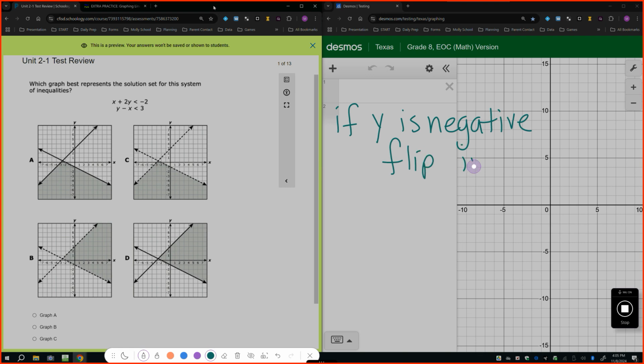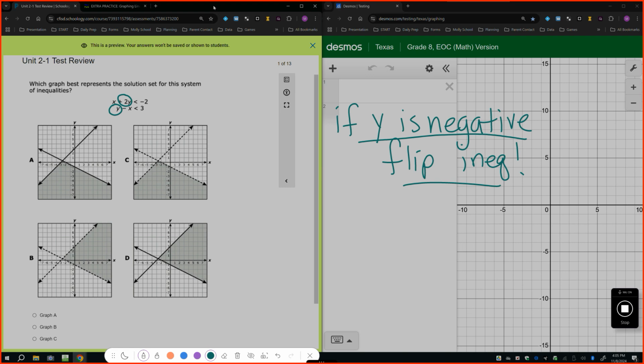We flip the inequality sign. Okay, so when we're looking at an inequality, we always look for the y part of our equation, and if the y part of our equation is negative, then we're going to have to flip our inequality sign, so we can just go ahead and do that beforehand.